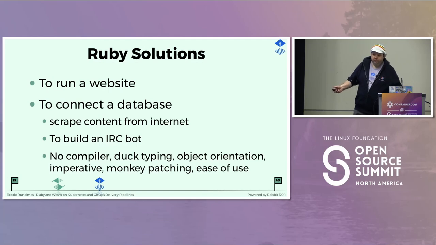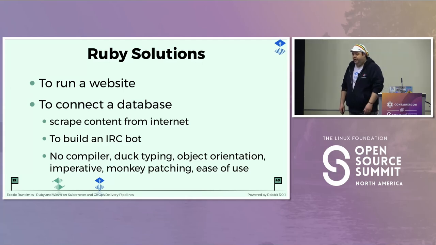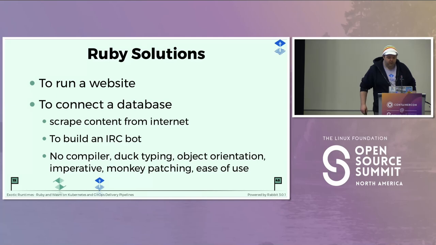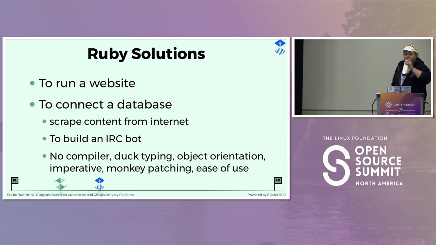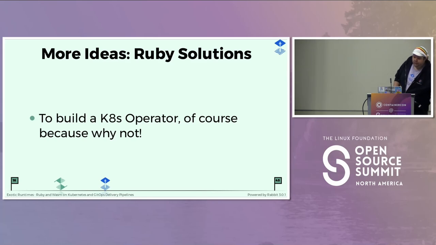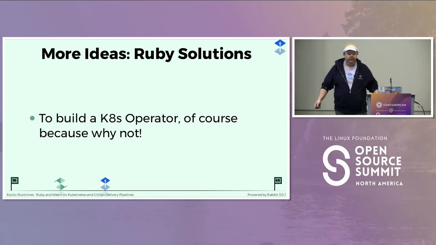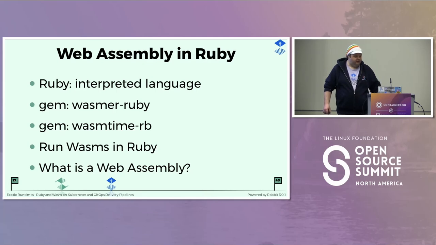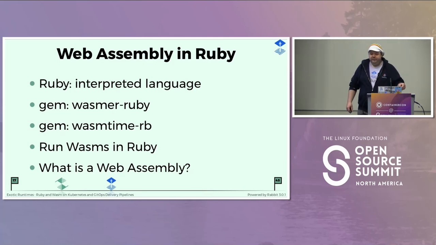So what are we using Ruby for most of the time? To run a website, I guess, or connect to a database, or scrape some content from the internet, or maybe build an IRC bot, or something like that. Lots of different things you can use Ruby for. There's no compiler. It is duck typed and object oriented. Those things are all great. Okay, so why not build a Kubernetes operator in Ruby? I think that's a great idea. And I'm not the first person. Someone put out a nice library for that. We'll get to that. So WebAssembly in Ruby.